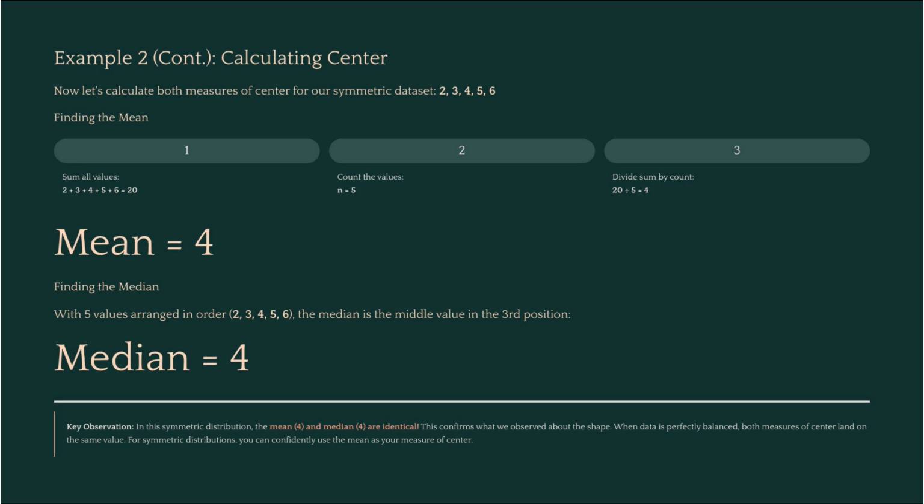For this symmetric set, 2, 3, 4, 5, 6, let's confirm the center. The sum is 20. 20 divided by 5 gives us a mean of 4. The middle number, the median, is also 4. When the mean and median are the same, it confirms that the data is symmetric and that the mean of 4 is the best measure of center.